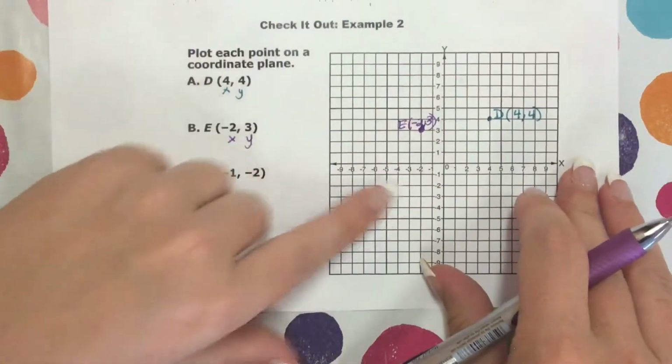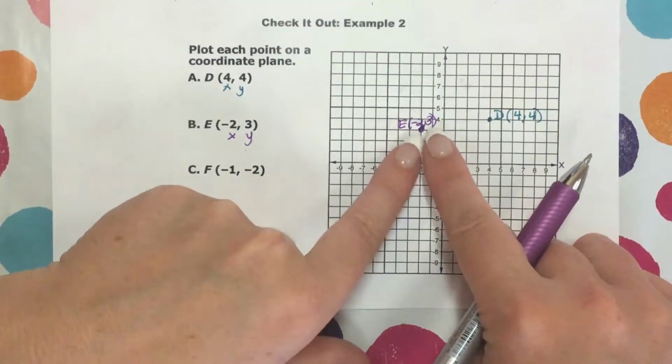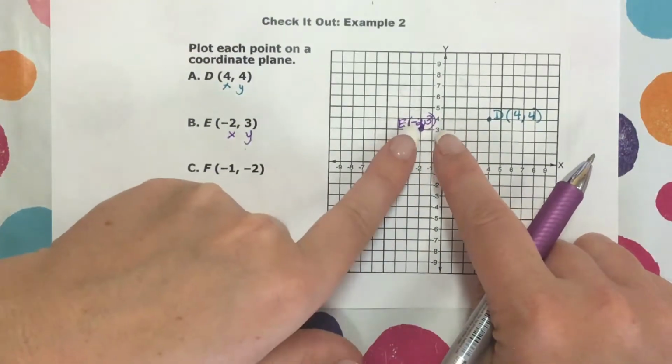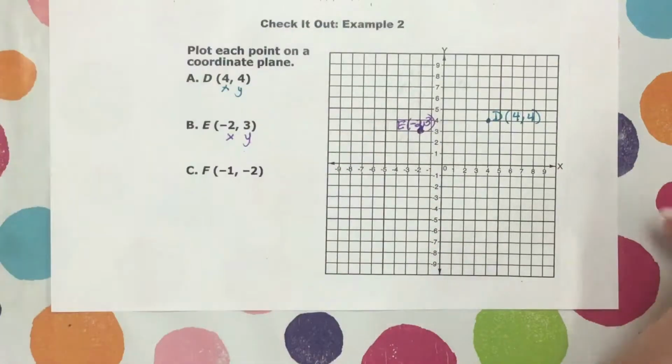And remember our x is -2, our y is 3. And if you go, they meet. The -2 and the 3 meet right at this point, E.